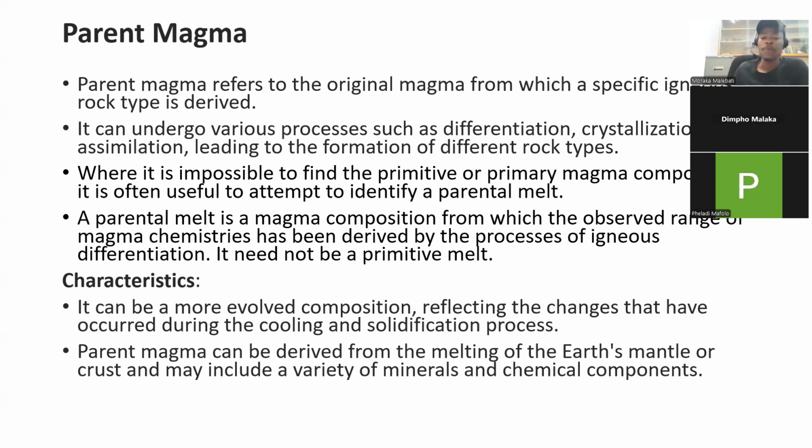Now, what I was saying is a parental magma is the magma that, when it evolves, undergoes what we call magmatic differentiation. Magmatic differentiation includes processes like fractional crystallization, assimilation, and magma mixing. So it's that magma that can go through those processes, and by going through them, its chemistry changes, to become different rocks.